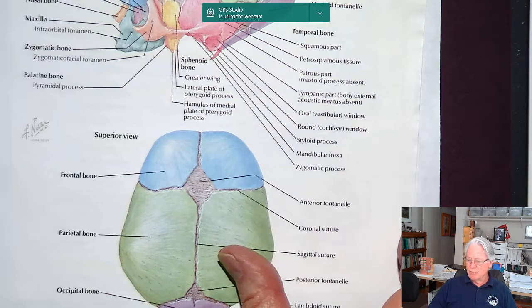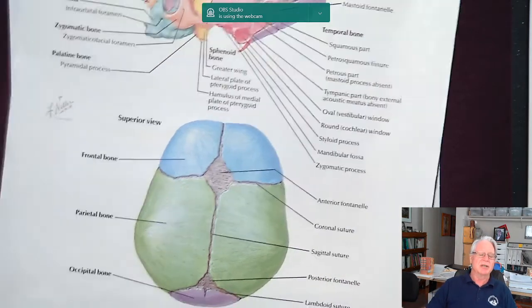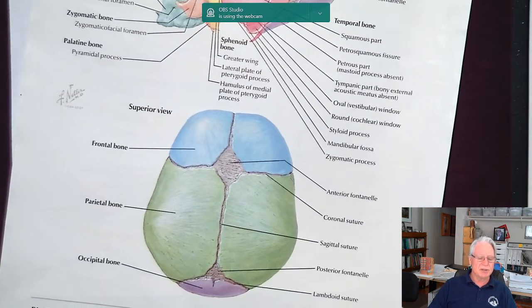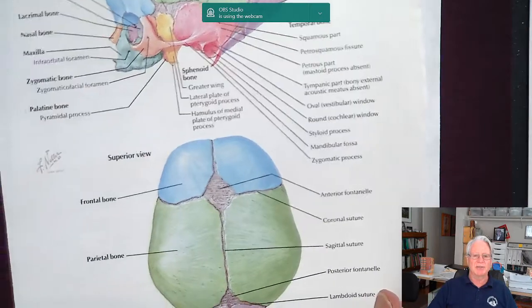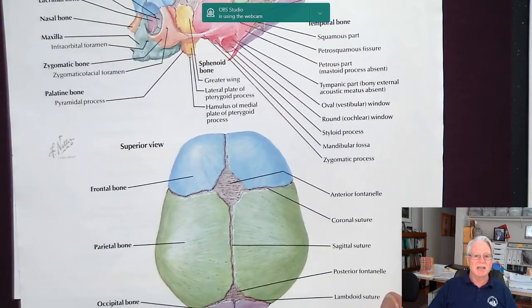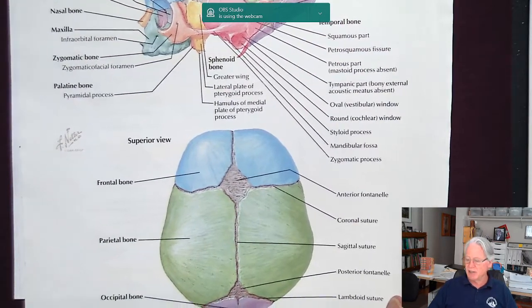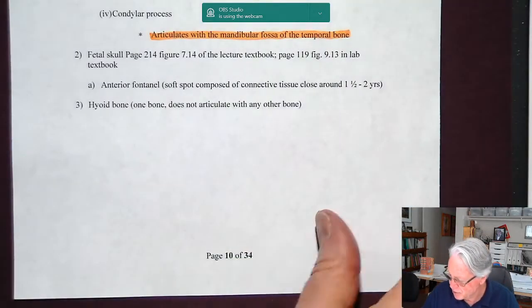That's why when you're looking at a young person, like around 2 or 3 years of age, their head seems to be so much larger than their body. And that's because their head is basically done growing. They have the adult head, and the rest of the body has to catch up with it. So that's your fetal skull.